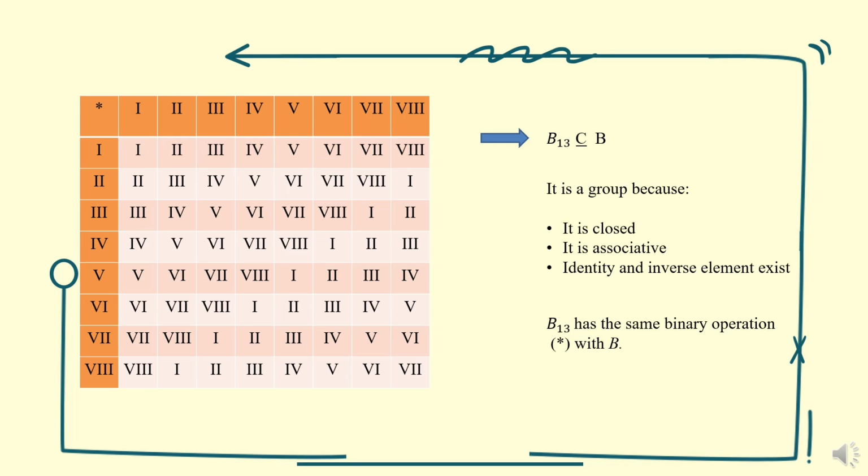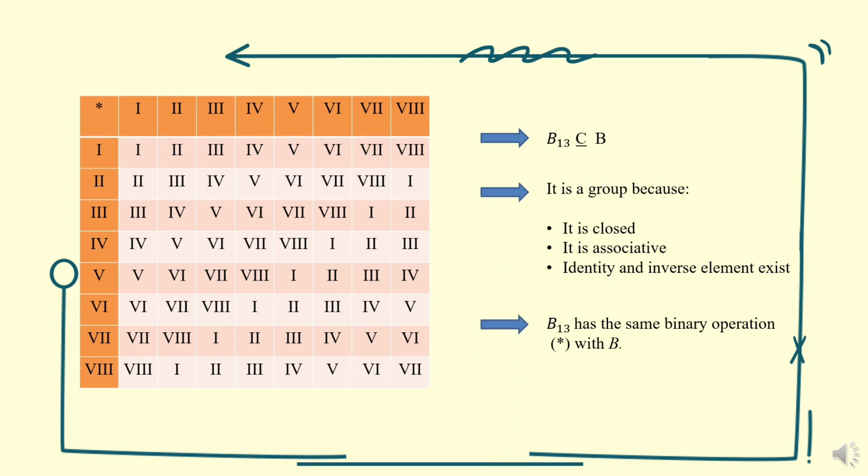So, as you can see, they just swap. The inverse of 2 is 8, and the inverse of 8 is 2, right? They just interchange, they just swap. Okay? So, we can say that B13 has the same binary operation star as B.